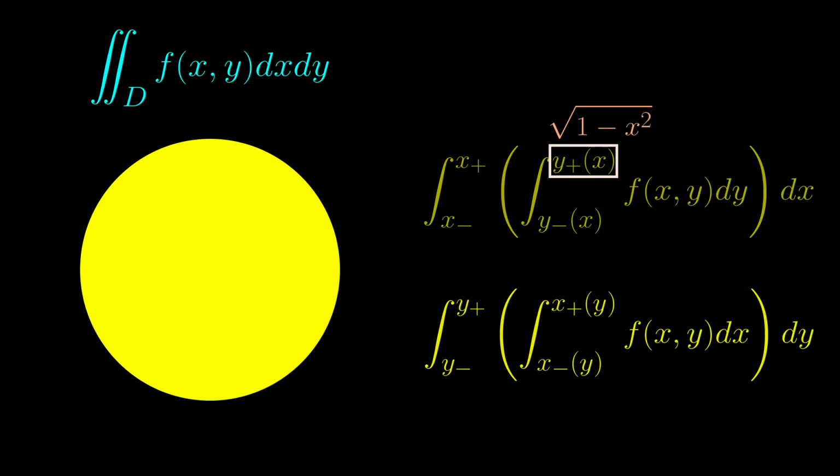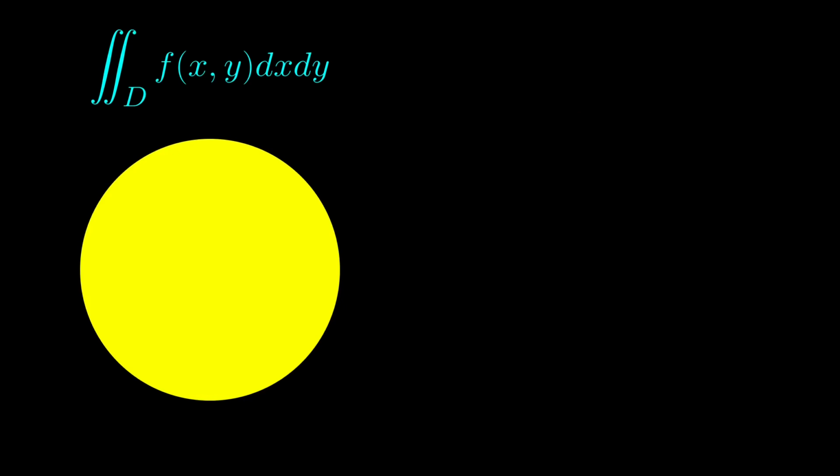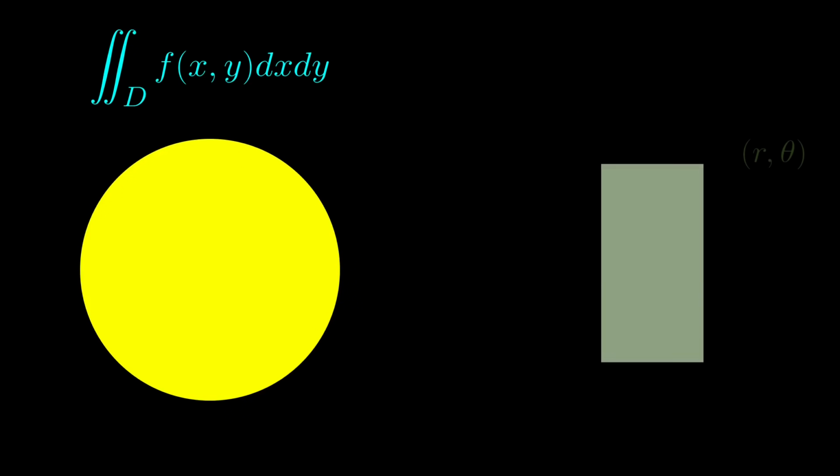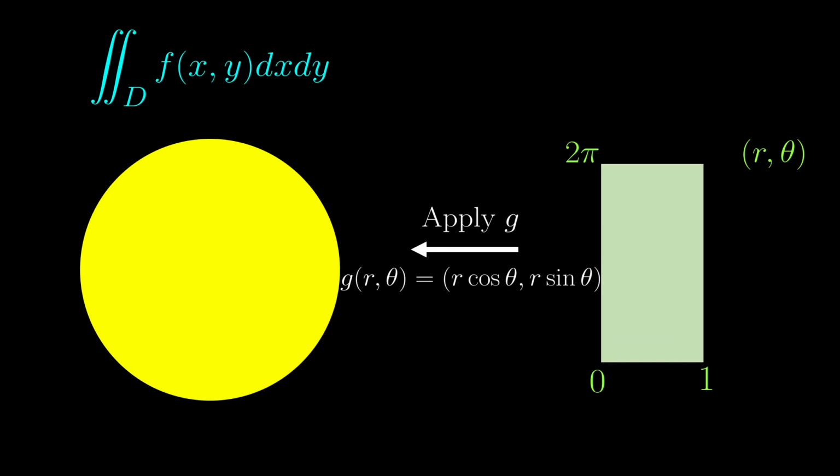And to be honest, whenever you see a circle, it probably is a crime not to consider polar coordinates, because in the polar world, we have this much simpler region, where r ranges from 0 to 1 and theta ranges from 0 to 2π. Here, the function g goes from the polar world to the Cartesian world, and so g looks like this.